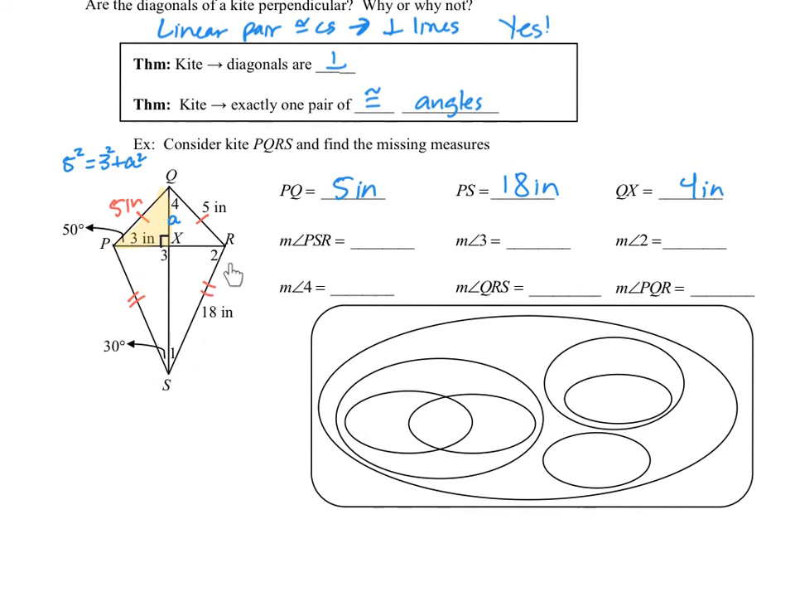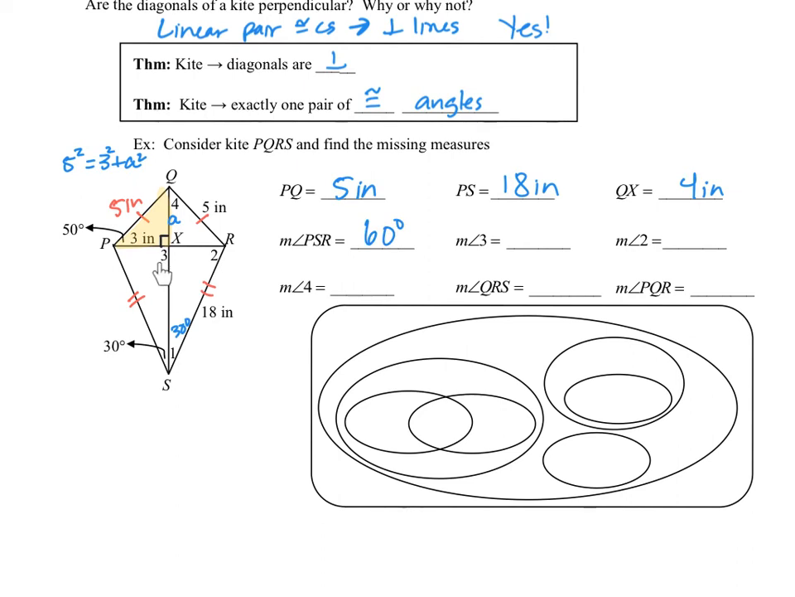Well, let's see. I think it would be pretty easy to prove that this triangle is congruent to this triangle by side, side, side. So this 30-degree angle would correspond to this angle 1, which is going to be 30 degrees also. 30 degrees, okay? So that means that angle PSR, if we use the angle addition postulate, would be 60 degrees. All right? And then let's talk about the measure of angle 3.